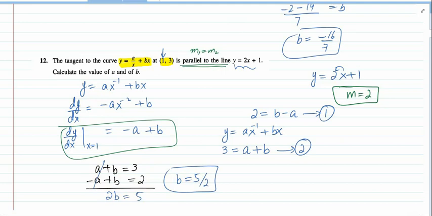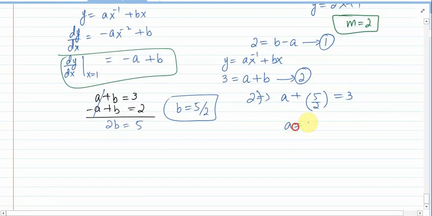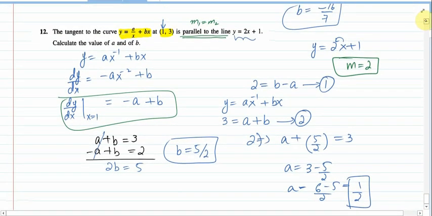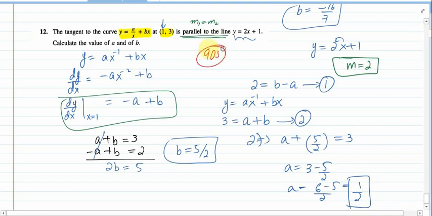Once you get the value of b, I can use any equation. Right now I'm using equation 2, which says a plus b equals 3. The value of b is 5 upon 2. If I arrange the equation, a equals 3 minus 5 upon 2, LCM is 2. 2 threes are 6, minus 5, divided by 2 leads to 1 upon 2. So these are the values of a and b. Alright, I hope this is clear to you, and you need to write down the solution in your copy, and for that you have a time of 90 seconds. So start.